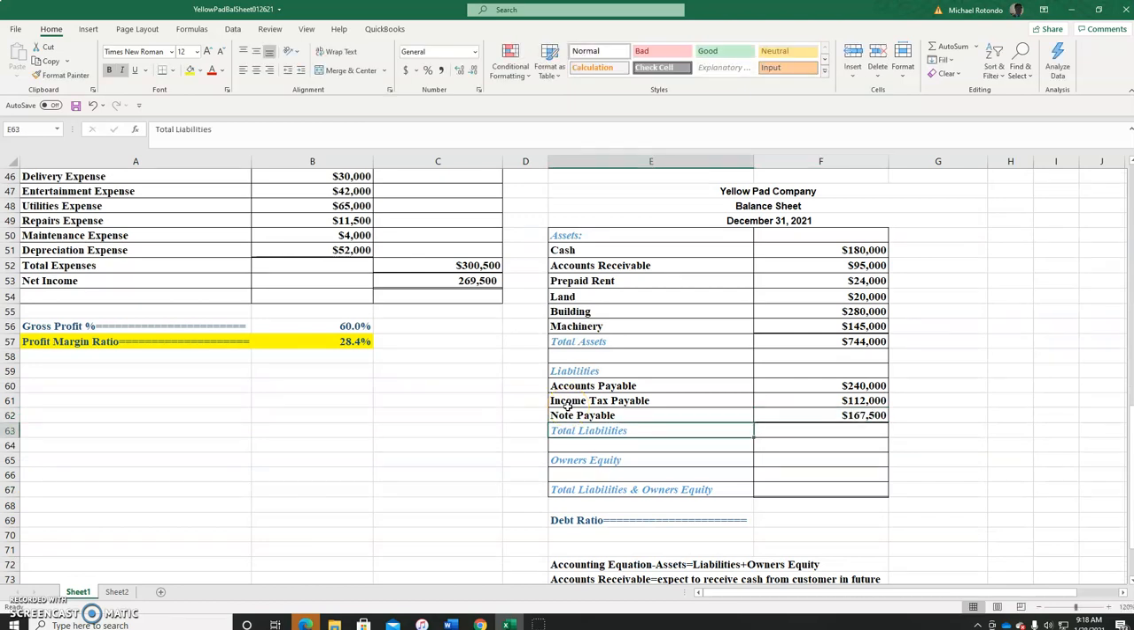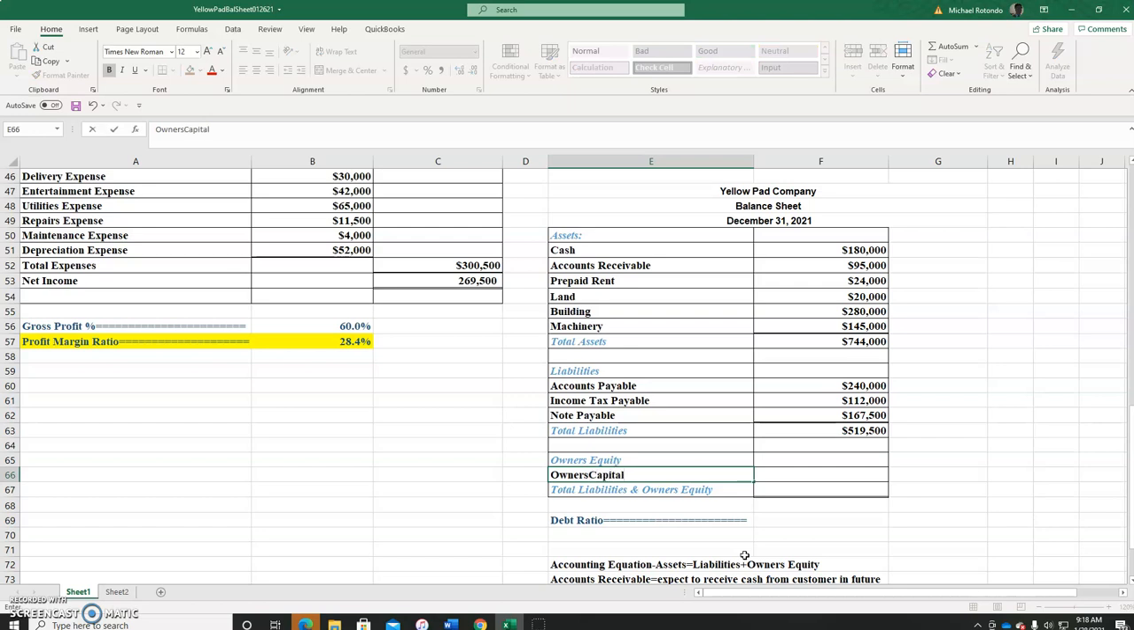So these are our liabilities. These are creditor claims on our assets. So what we need to do is add that up. So we have total liabilities of $519,500. Now, in a sole proprietorship or an LLC, the equity is represented by the owner's capital account.